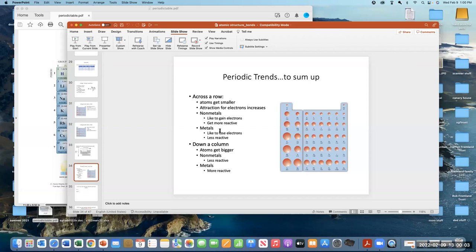Then, still going across the row, metals are trying to lose electrons. Well, as you get smaller and smaller, since the attraction for electrons increases, it's much harder to lose something that you're holding onto more tightly. So metals tend to be less reactive as we go across the row. Now, in a class like this, you could just memorize the reactivity trends, but it makes more sense to memorize what happens with the size, understand what metals and nonmetals do, and understand how charges interact. Because if you know those three things, you can figure out everything else.